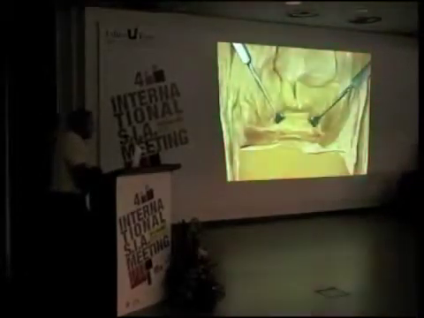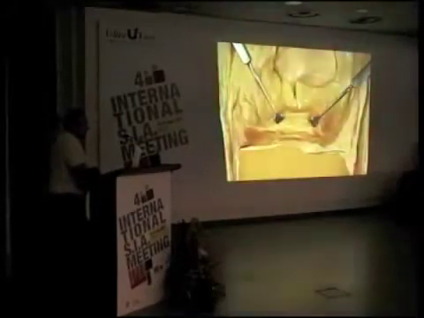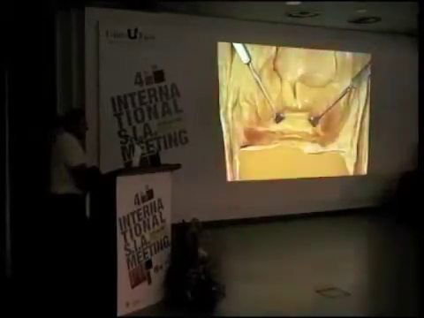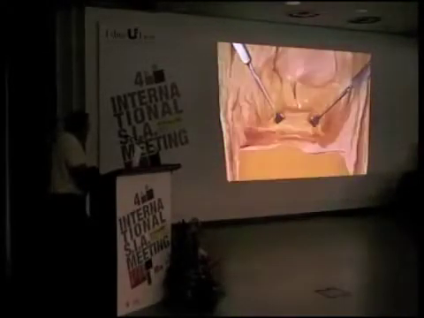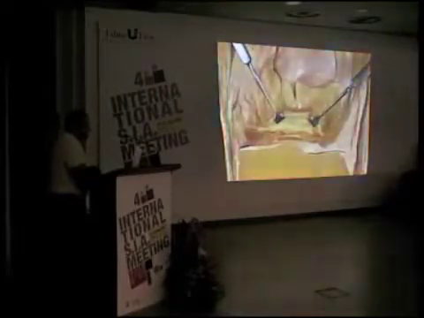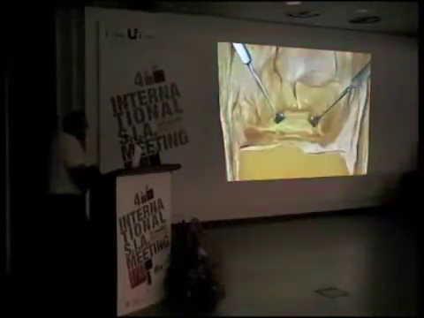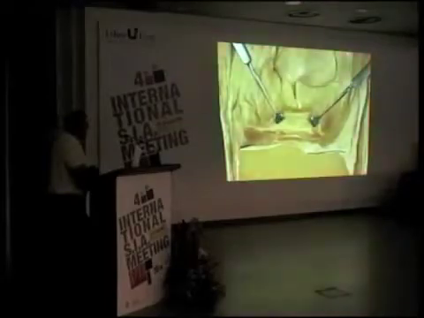To view it from inside of the joint, we must raise the fat pad of Hoffa. Here we have a posterior view in a coronal section with the femur removed. This is the patella, the tibial plateau, the meniscus, and this is the transverse ligament.